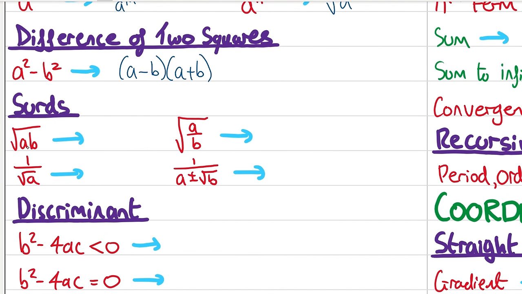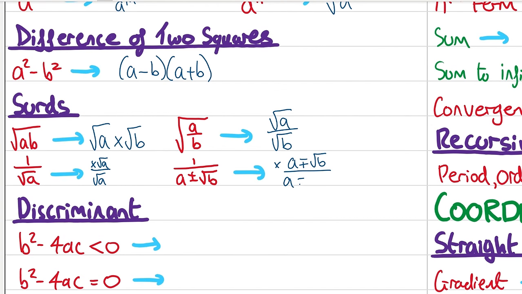Surds: when you have something multiplied together under the same square root, we can split it up as root a times by root b. And in the same way, if you have something divided under the same square root, we can write that as root a over root b. This one here, I need to rationalize this denominator. So what I would do is multiply the top by root a and the bottom by root a. And here, if I need to rationalize this denominator, I will need to times the top by a, and I will flip the sign over, so rather than plus or minus, it will be minus or plus root b over a minus or plus root b. So that's how we rationalize denominators.